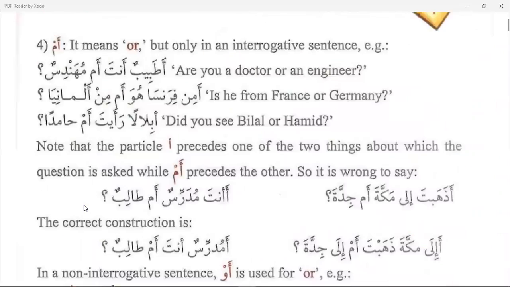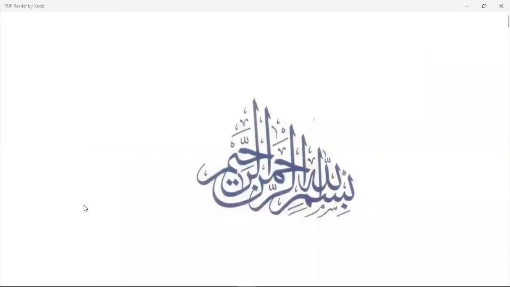Today we'll start the Medina book volume 2, second part of Durus al-Lughah al-Arabiyyah.